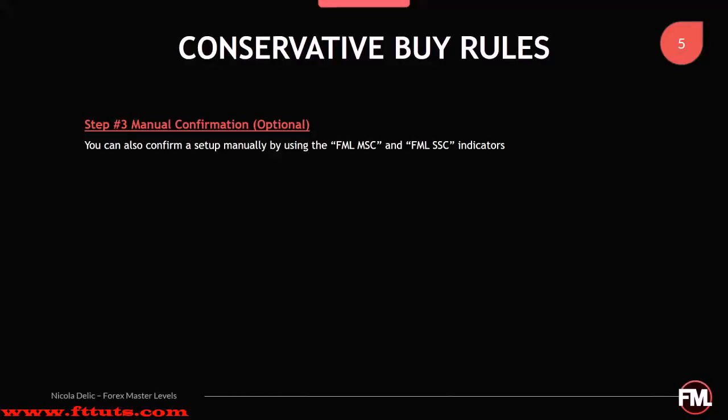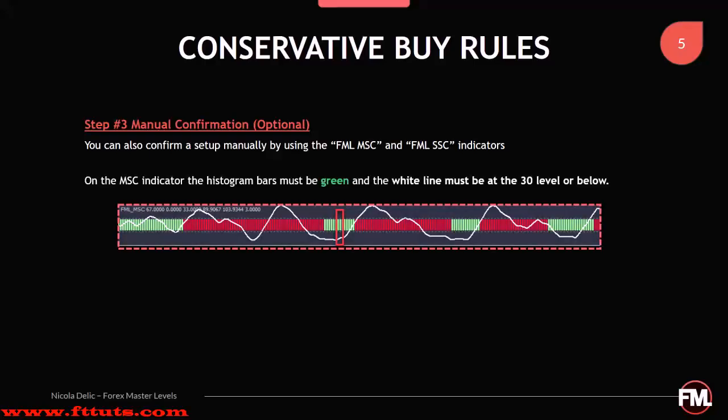You can also confirm a setup manually by using the FML MSC and FML SSC indicators. On the MSC indicator, the histogram bar must be green and the white line must be at the 30 level or below. So as you can see over here, the bar needs to be green and this white line needs to be 30 or below.